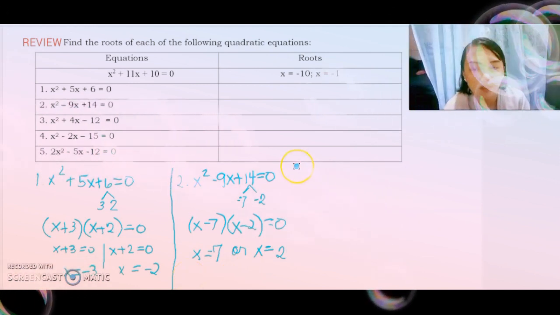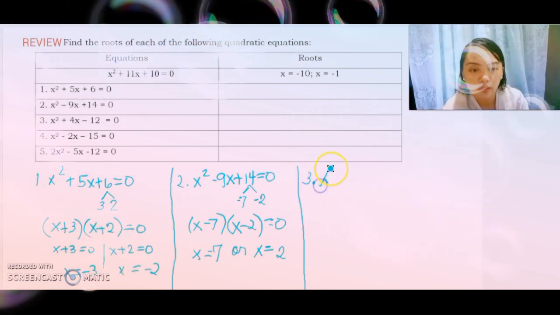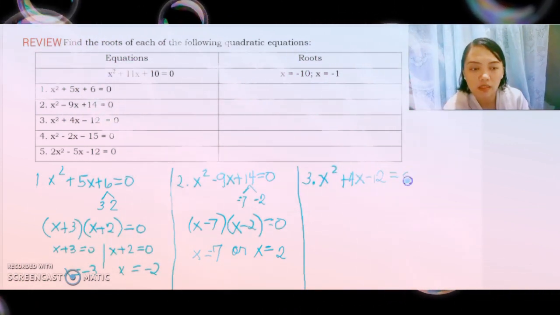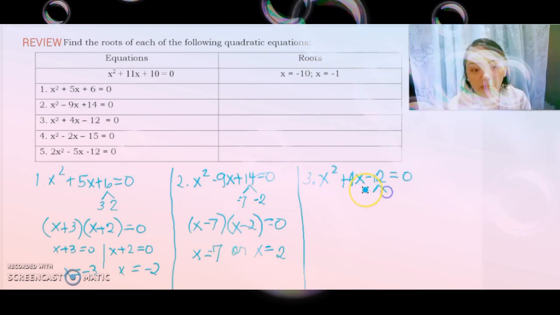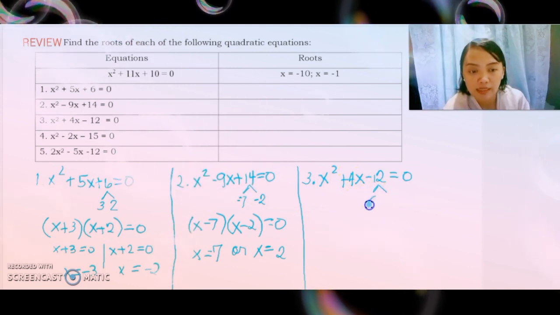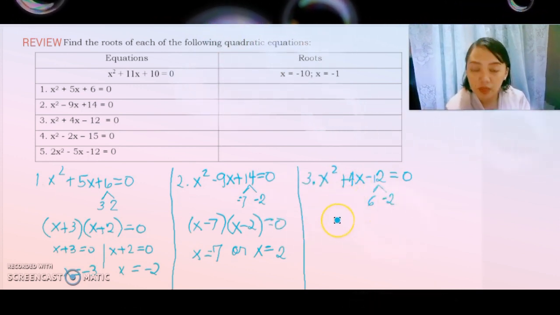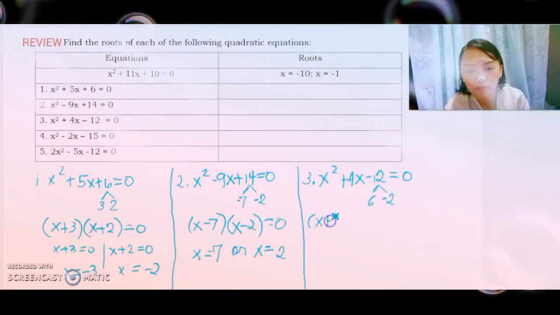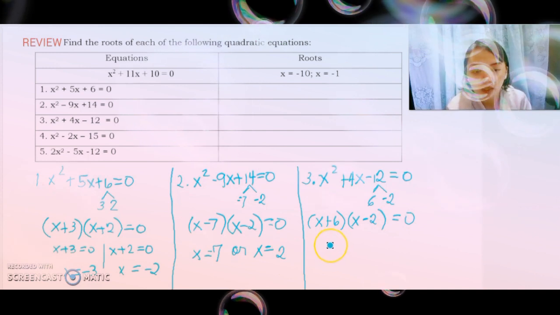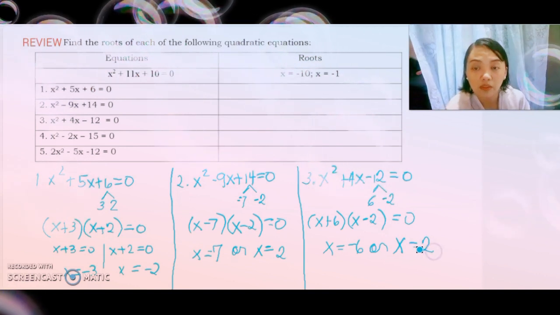This is what we will do. Next, number 3, x squared plus 4x minus 12 equals 0. For the factors of negative 12, one should be negative and the other positive, but the sum should be positive 4. So we can use 6 and negative 2, because 6 times negative 2 is negative 12 and 6 plus negative 2 is positive 4. The factors are x plus 6 and x minus 2 equals 0. Solving for x, x is equal to negative 6 or x is equal to positive 2.